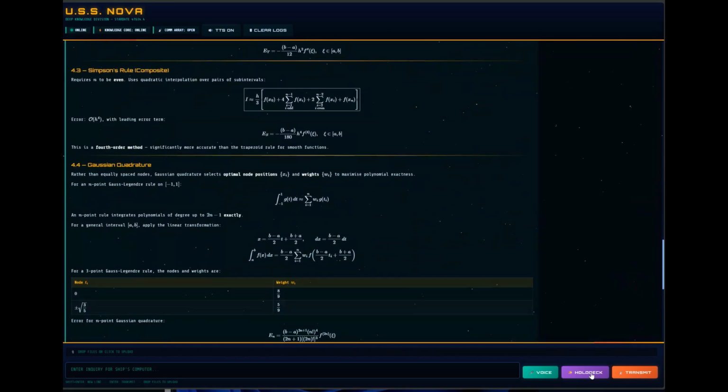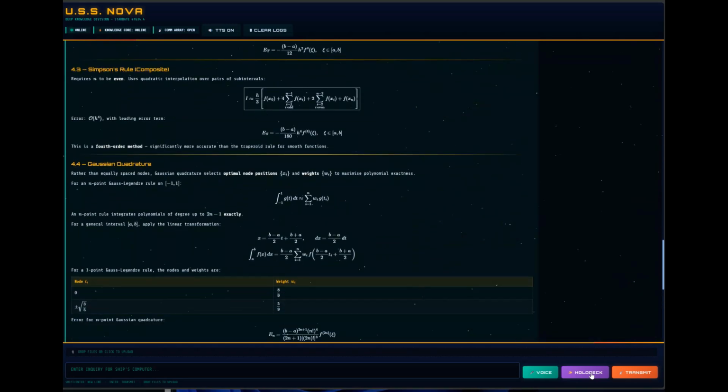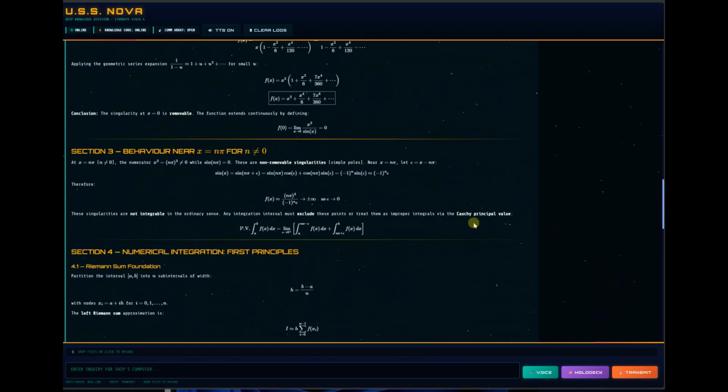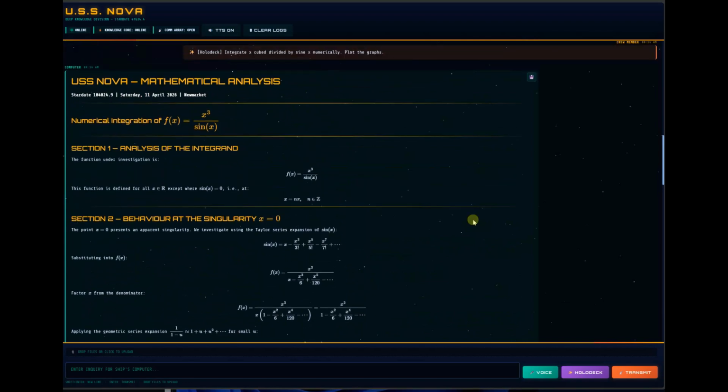USS Nova Mathematical Analysis Stardate 104,024.9 Saturday, April 11th, 2026. New market dash numerical integration of f of x equals x cubed over sine x, dash section 1 analysis of the integrand. The function under investigation is f of x equals x cubed over sine x. This function is defined for all x in blackboard.